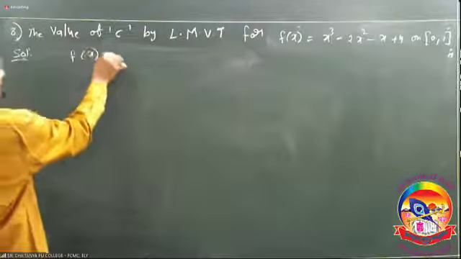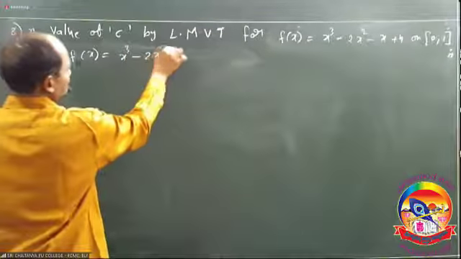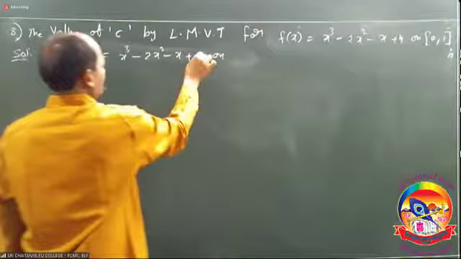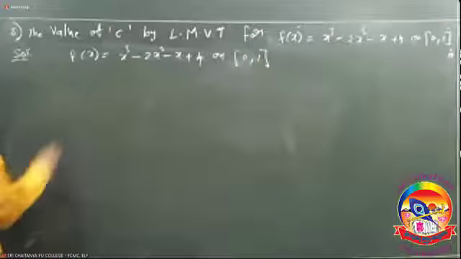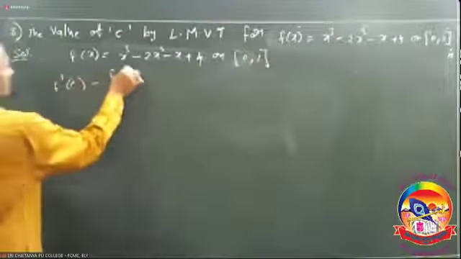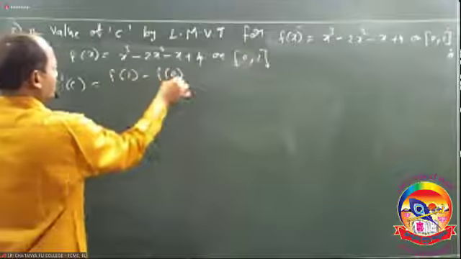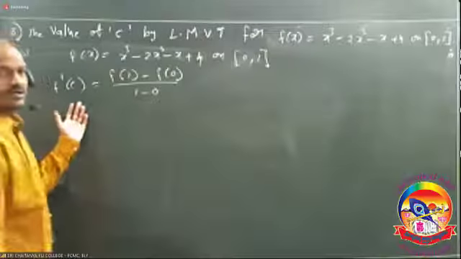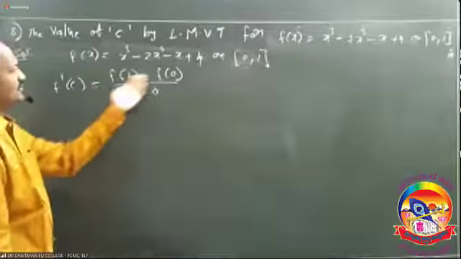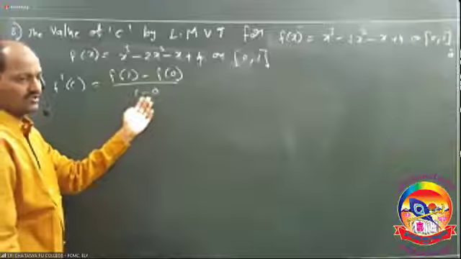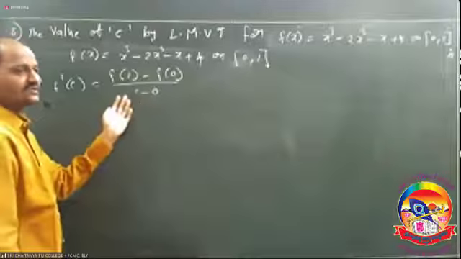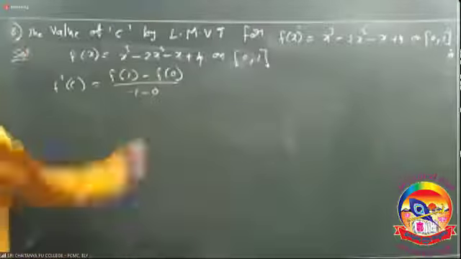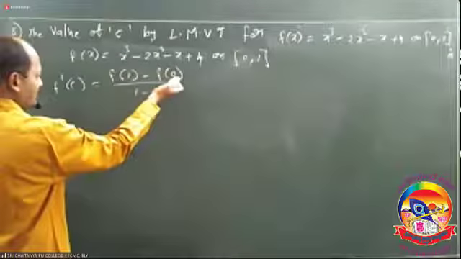First, the given function is f of x is equal to x cube minus 2x square minus x plus 4 on the given interval 0 comma 1. What is the condition? f dash of c is equal to f of 1 minus f of 0 divided by 1 minus 0. Okay, na? It is the condition to find the c value by using Lagrange's mean value theorem. The general standard form is f of b minus f of a by b minus a. Here b value is 1, a value is 0.